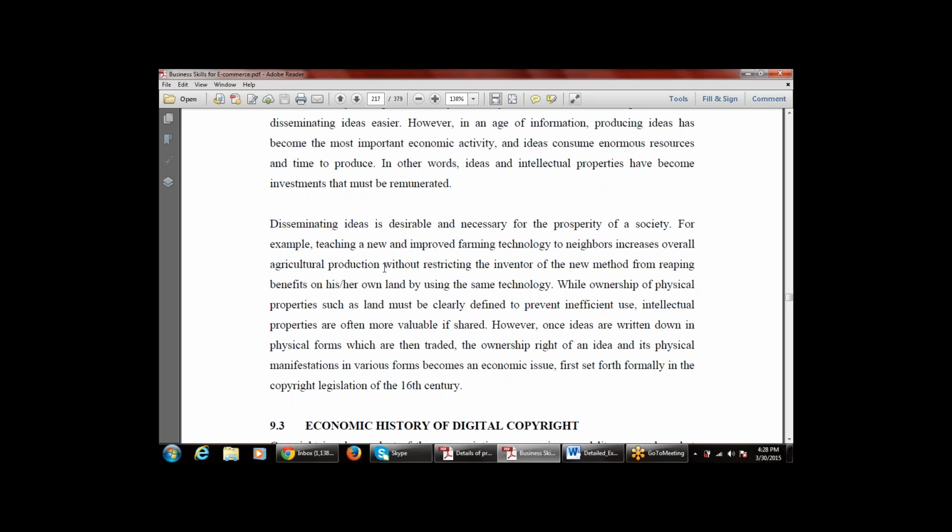However, once ideas are written down in physical forms, which are then traded, the ownership right of an idea and its physical manifestation in various forms became an economic issue, first set forth formally in the copyright legislation of the 16th century.